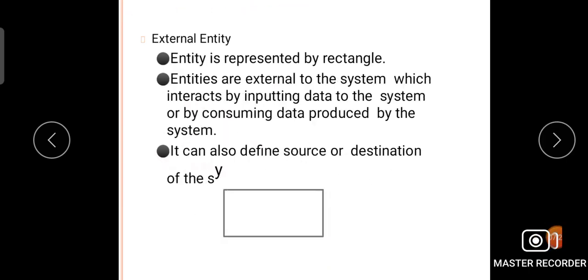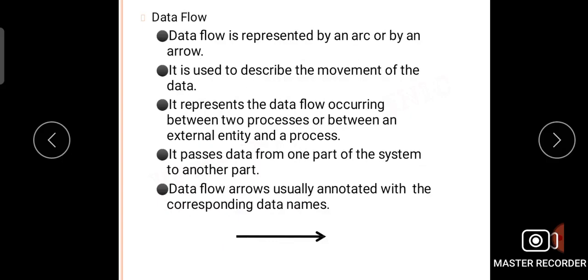Next, external entity. An external entity is represented by a rectangle, and entities are external to the system which interact by inputting data to the system or by consuming data produced by the system. So it can also define the source and destination of the system. Whenever any external entity is represented in our system, we have to use this type of symbol, a rectangle.